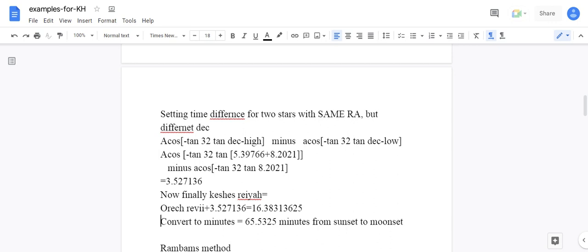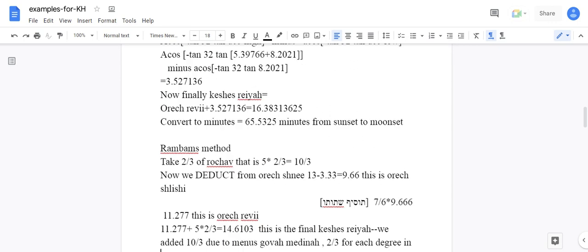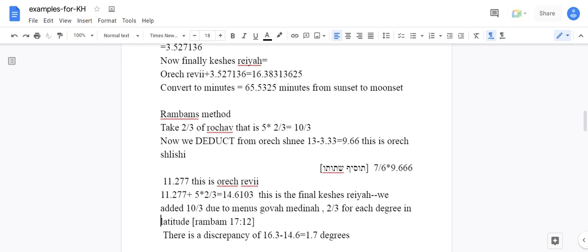And this is the last thing you find out, the final thing that we were interested in: the time it takes in minutes from sunset to moonset. I redid this with the Rambam's method to show how fast the Rambam's method goes and how very close it is. It could be very, very close, sometimes it's only a little bit close.